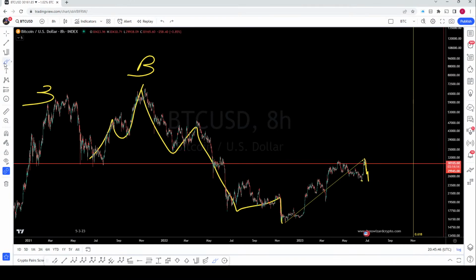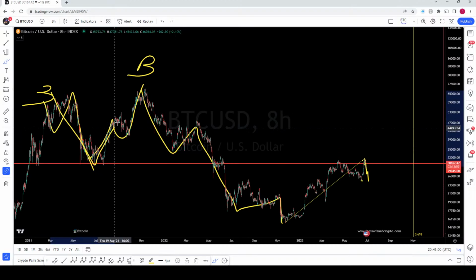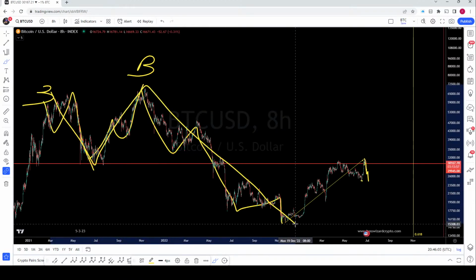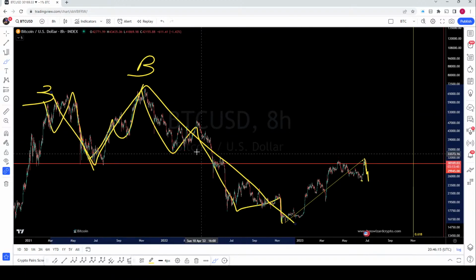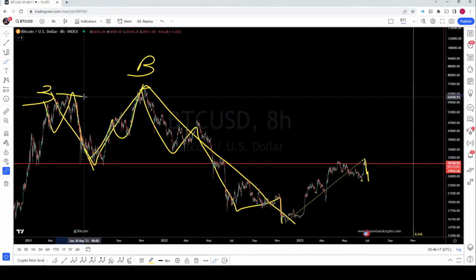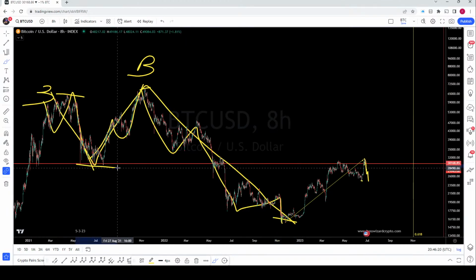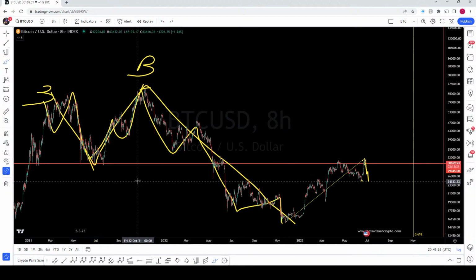Look at this very carefully. 3, 3, 5. Now look bigger. What was that? A 3-wave move, right? Now look bigger. What do you see? 3, 3, 5. It's a flat. It's an expanded flat. The B extended past the end of A. The C extended past the start of A. That's what I think it is.